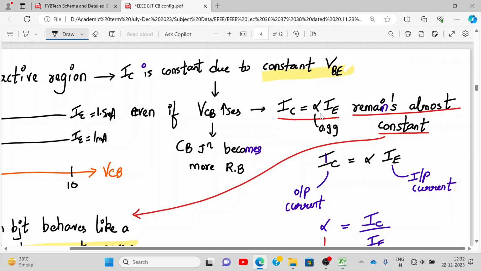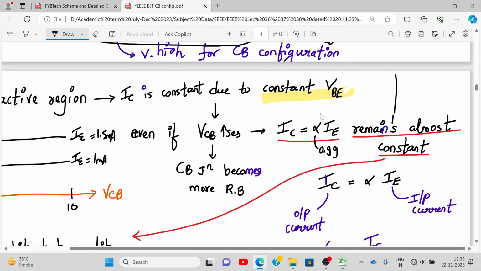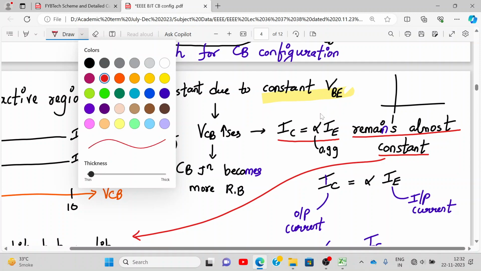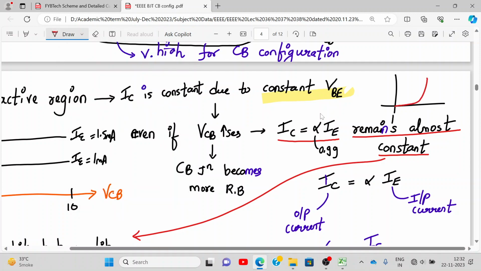Now from the input characteristics, what did we do? Look at how the input characteristics were. This way, right? It was this way, right? This was IE, correct? And this was VB. Now over here, let's say this is 0.7. So the corresponding value of current will be, let's say, 1 milliampere. Now, if we increase this to 0.72, the current will be 2 milliamperes. That means for a small variation in VB, IE is increasing exponentially. That means when the VB variation is very small, that's why it is treated as a constant.